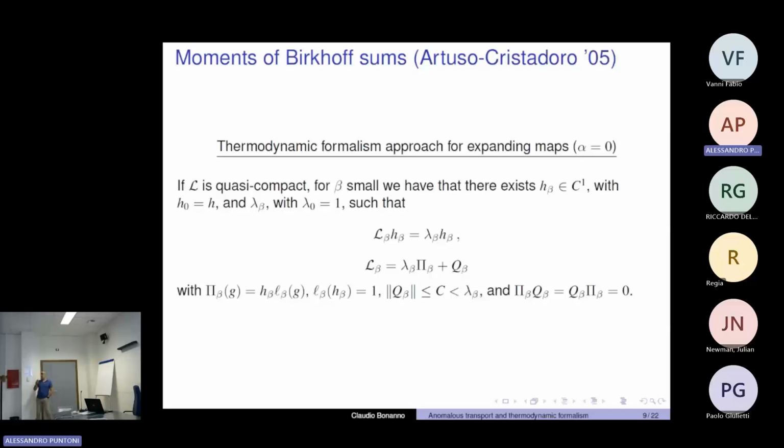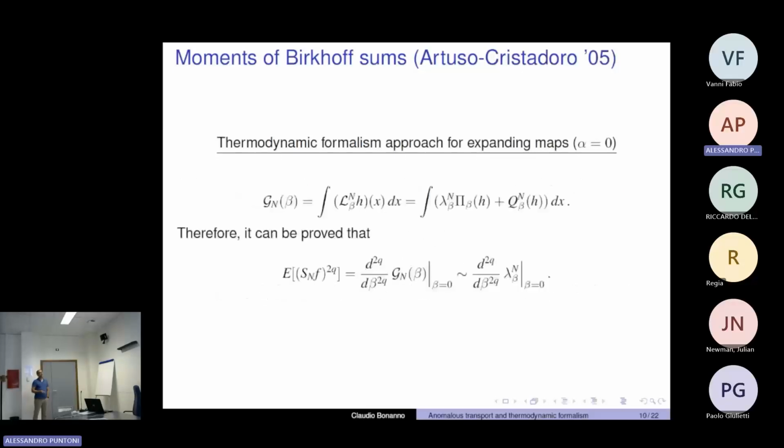So at the end we want to compute the derivative with respect to beta and then evaluate it at beta equal to 0. So what we need to know is that everything works in a small neighborhood of 0. So this is fine, and then you can plug this equality of operators into your integral, and then you get this. So at the end, the asymptotic behavior of this derivative is nothing but the asymptotic behavior of the derivative of the largest eigenvalue of your operator.